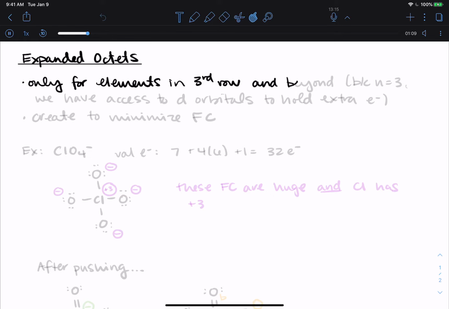And the reasoning behind this is that if you're in the third row of the periodic table, you're at a principal quantum number of 3, right? That's where everything falls, that we start filling 3s, 3p, and at n equals 3, you are allowed to have d orbitals. So at n equals 3, we have access to d orbitals to hold the extra electrons.